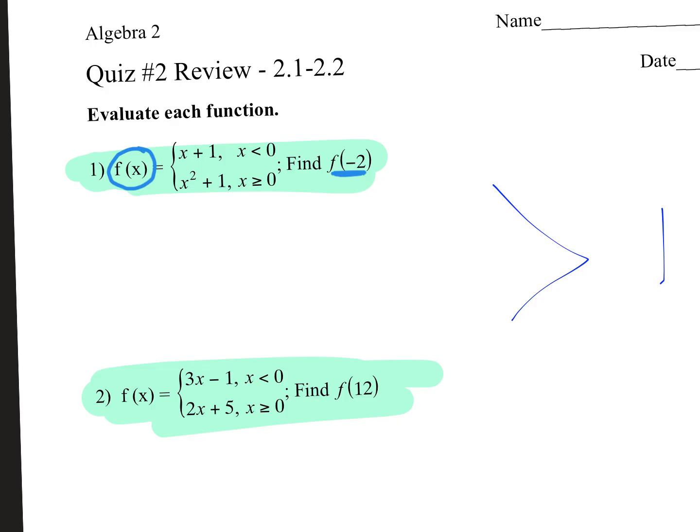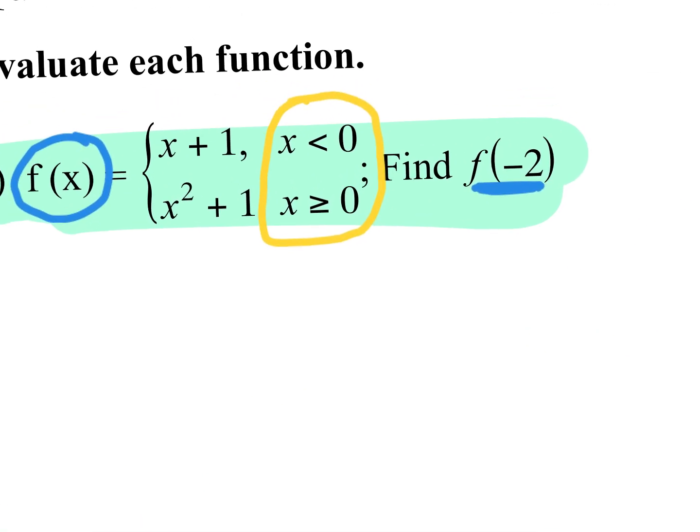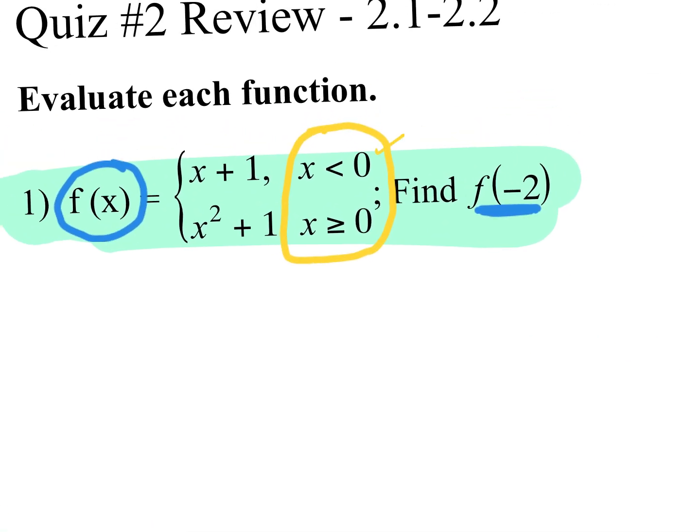How do you know which expression to plug it into? Well, these two things are called parameters right here. It depends on the number that they give you. They gave me -2 to plug in. So I look at those two inequalities. Is -2 less than 0, or is it greater than or equal to 0? It's less than 0, so we're going to use this top expression to evaluate. I'm using x plus 1, and the reason why is the number they want us to plug in is less than 0. Does that make sense?